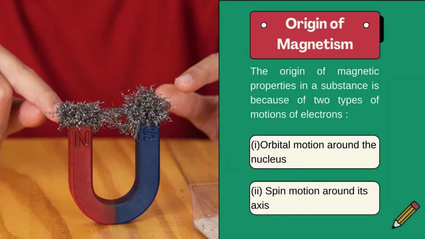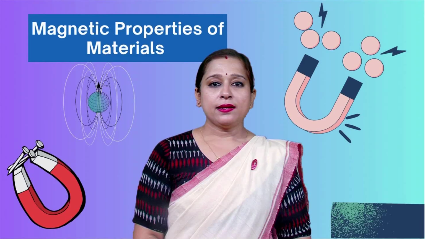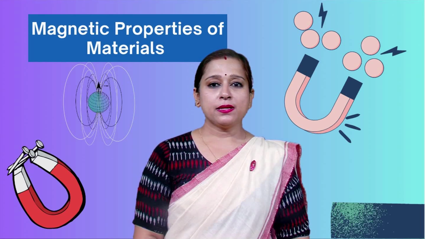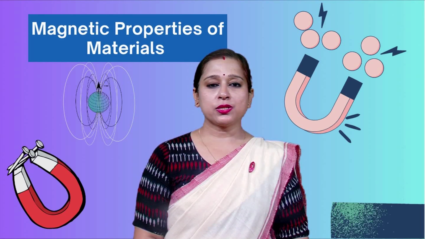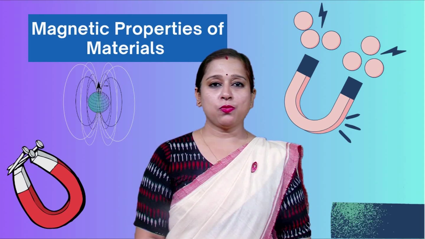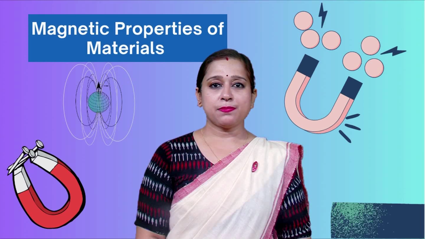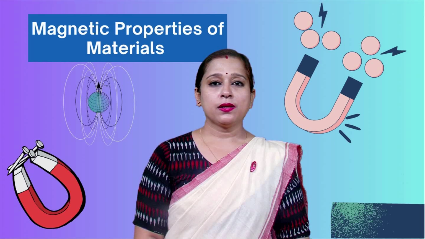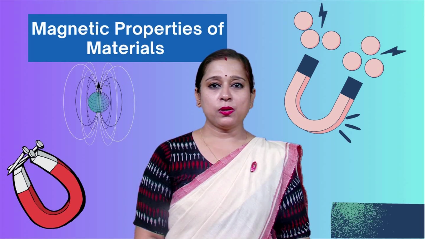The origin of magnetic properties in a substance is because of 2 types of motions of electrons: orbital motion around the nucleus and spin motion around its own axis. An electron in an atom behaves like a tiny magnet. Electron, being a charged particle and undergoing these motions, can be considered as a small loop of current which possesses a magnetic moment. Each electron thus has a permanent spin and an orbital magnetic moment associated with it. The magnitude of magnetic moment is very small and is measured in the unit of Bohr magneton.